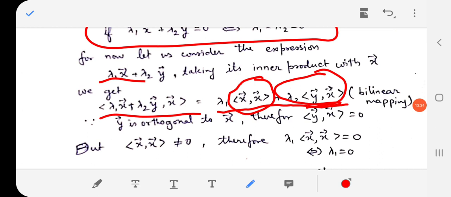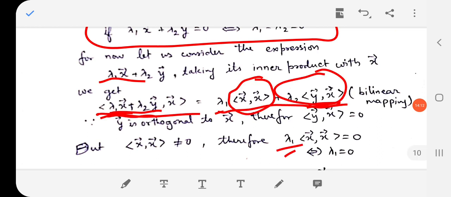So to make the entire expression 0, lambda 1 has to be 0. Similarly, if we take the inner product of this expression, lambda 1 x plus lambda 2 y, with y, then you will get that lambda 2 is also 0. So ultimately lambda 1 and lambda 2 have to be 0, so as to make this thing 0.